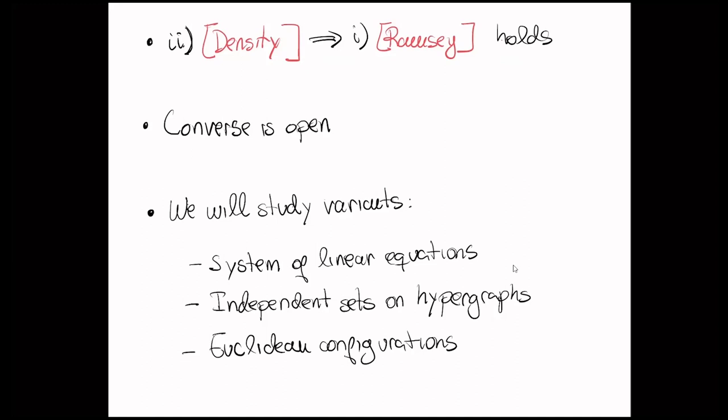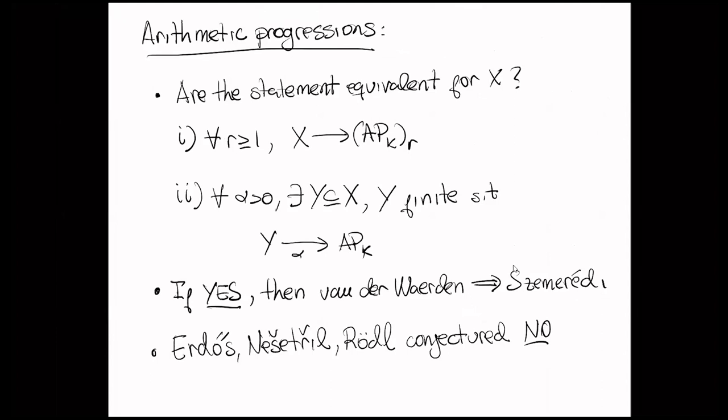So let's start with systems of linear equations. Let's start with the arithmetic progressions that we've been talking about so much. If you try to mimic the question of Pisier, we have the Ramsey statement: for every number of colors, we want to know for a subset X of integers if these two statements are equivalent. The first is that for every number of colors, no matter how I color, I obtain an arithmetic progression.